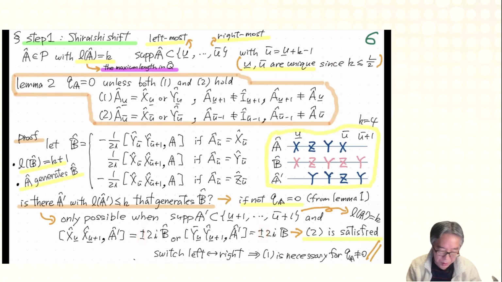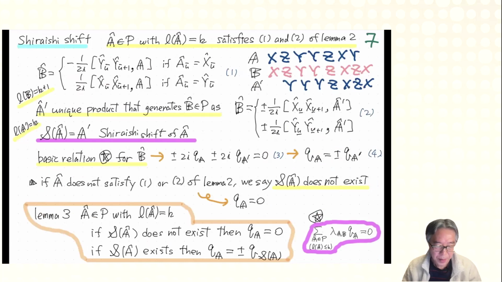Of course, if you know what here, you can determine this sign precisely, but there are several cases, so I just wrote plus minus. So this plus minus sign is chosen so that this PB is a product. B is really a product. The same thing as here. Okay, so in this case, of course, the unique A prime looks like this, and by taking commutator with XX, you recover this. So in this case, you started from this, you extended this, and you got this. So we call this A prime the Shiraishi shift of A.